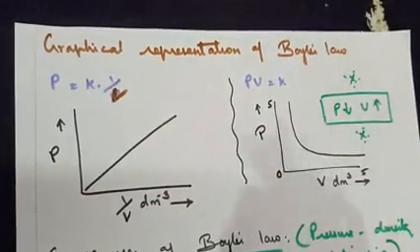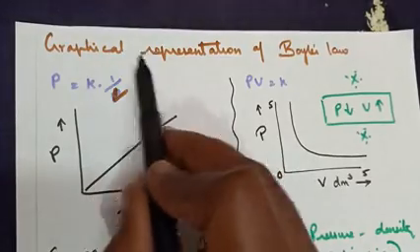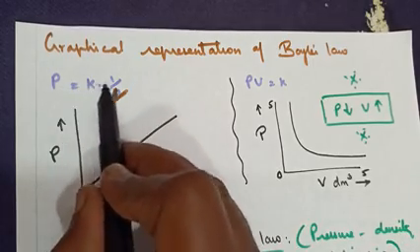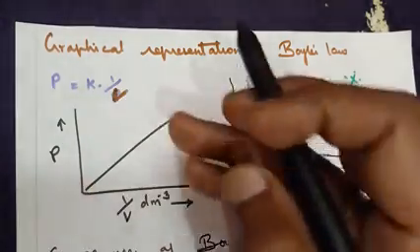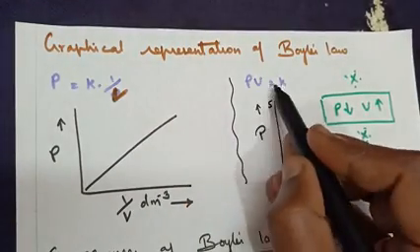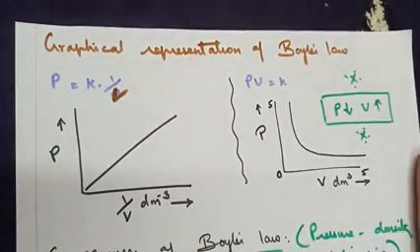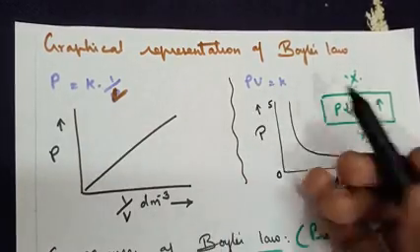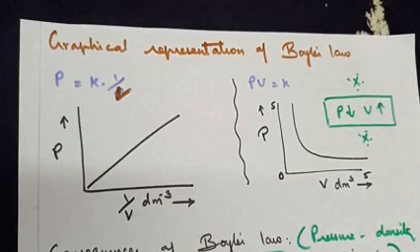I have given to you what is required for you to understand the graphical representation of Boyle's law. That is P is equal to K into 1 by V as one type of graph, and PV is equal to K as another type. That is, if we multiply P into V, it becomes PV is equal to K. You have seen it in the previous page.